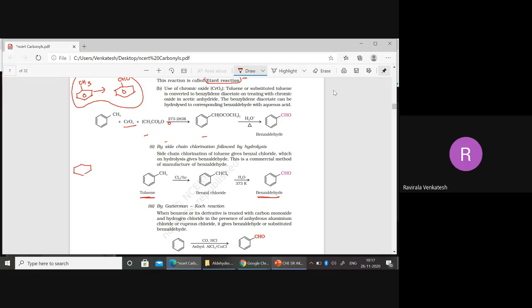When you take toluene, CH3, chlorine in presence of FeCl3, what is the product you are going to get? Anybody? Please speak out. Benzyl chloride. Here, sunlight is there. I have not taken the sunlight here. What is taking place? Chlorination. Right? Halogenation. That means chlorination taking place. What is the product now here?